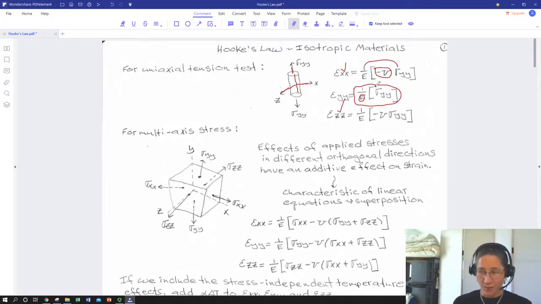Because we have an isotropic material, we have one elastic modulus and one Poisson's ratio, so epsilon xx and epsilon zz, in this case, they're both radial strains, and because we're only applying stress in one direction, in the y direction, epsilon xx and epsilon zz are the same. So this is a fairly simple version of Hooke's law where we have strain in all three orthogonal directions in terms of a couple of elastic constants and then the applied stress.